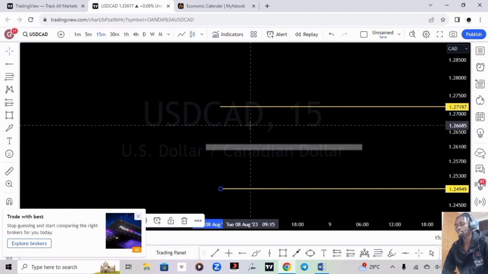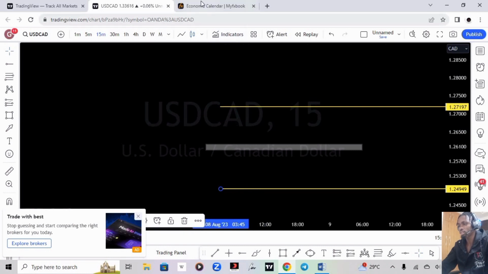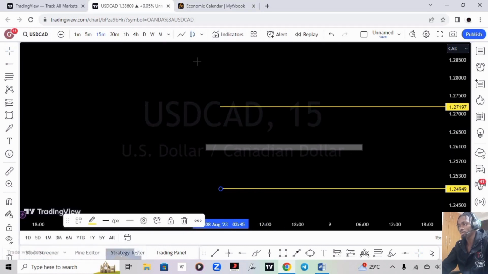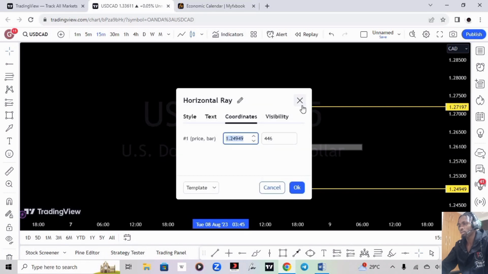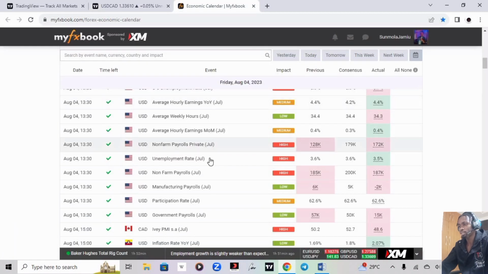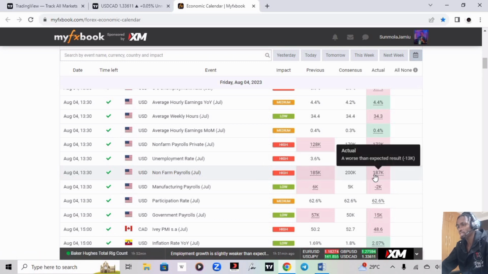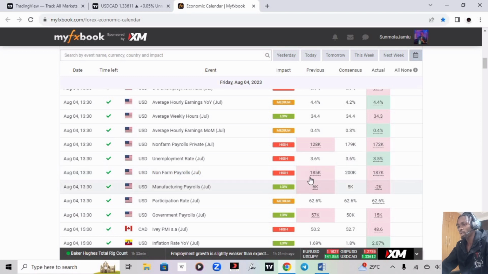And there is another strategy that I'm going to teach you guys in regards to NFP or any other news out there. Today is Friday, right? The NFP results, non-farm payroll for July for USD, simply show a weakness on USD. So as you all know, the currency that comes first is known to be our base, while the currency that comes next is known as our quote.